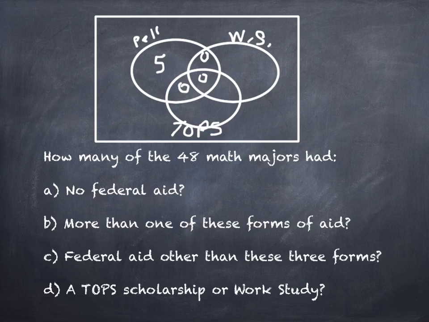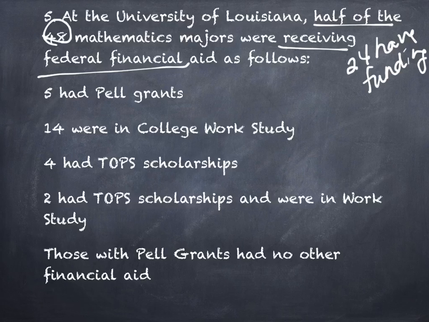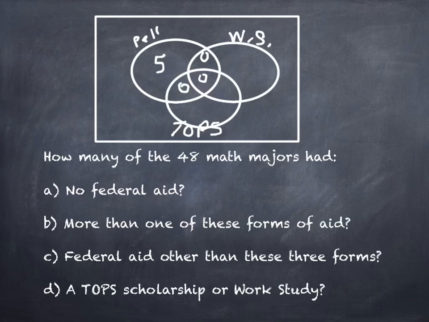Now what can I use? Right, this piece right here tells you that there are 2 that had TOPS scholarships and work study. So in my picture, where will that 2 go, Alice? Like there? Excellent. So there's a 2 in that overlapping piece. Let's talk about work study. How many total work study students did I have? 14. And so how many have I not accounted for yet? 12. So there's 12 out here. How many TOPS scholarship folks did I have? 4. So I need 2 more on the outside.